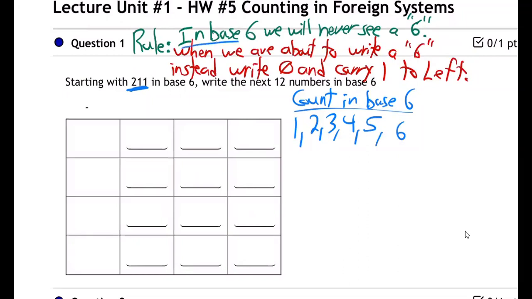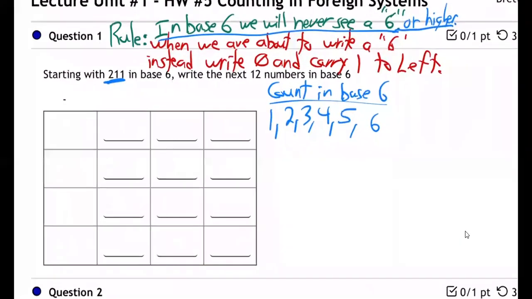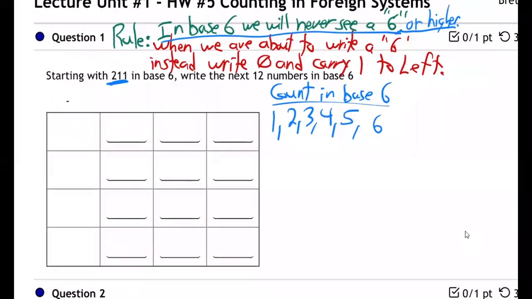That's where things get a little strange, because as it says right here, in base 6, we will never see a 6, or higher, I should say. We'll never see a 7, 8, or 9 either. So in base 6, you'll never see a 6 or higher. Well, okay, what do you do? I mean, this is supposed to be 6. Well, that's what this is saying.